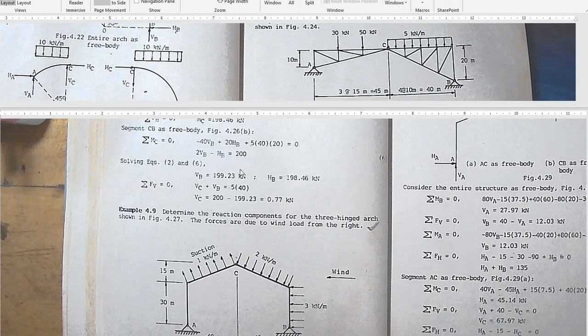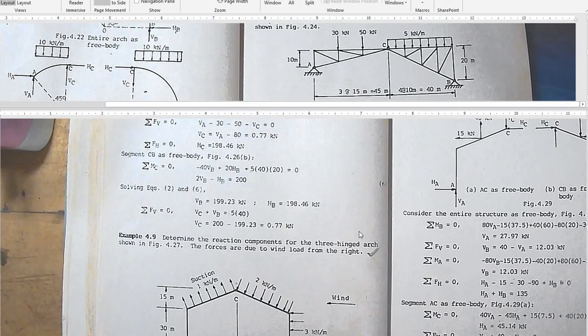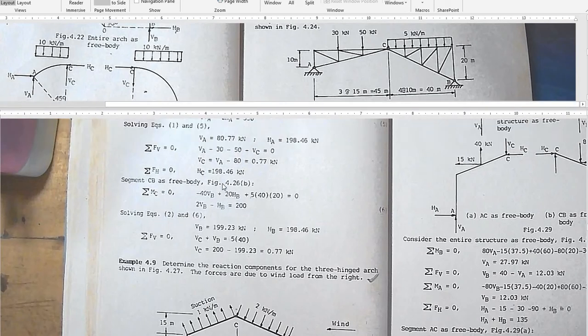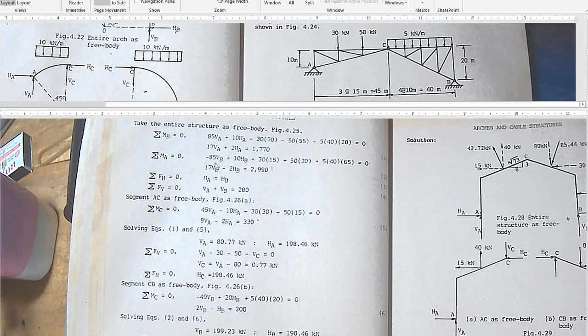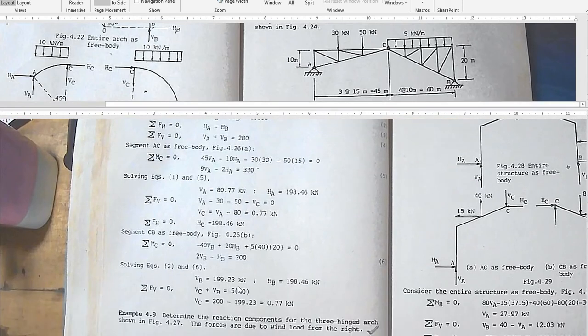Yan yung simplified equation. So this now is equation 6. And then you can combine this with equation 2. Ito, no? Dahil meron siyang VB tsaka H sub B. So solving equations 2 and 6, you now have V sub B 199.23 and H sub B 198.46. And then summation forces vertical is equal to 0. VC plus VB is equal to 5 times 40.